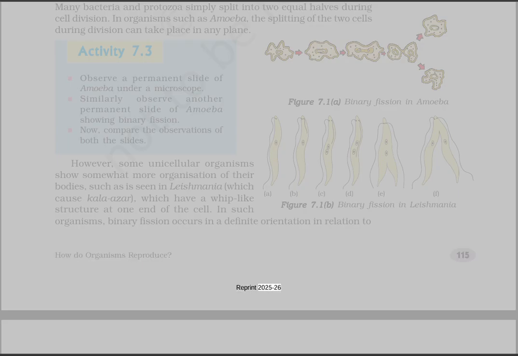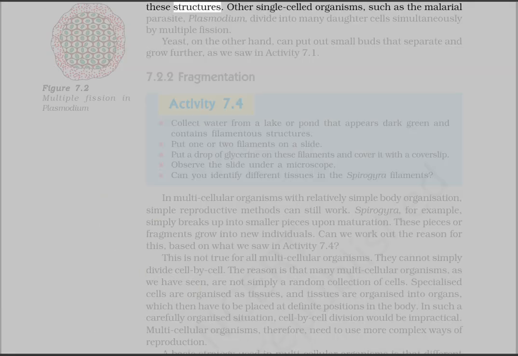Science 116. Other single-celled organisms, such as the malarial parasite, Plasmodium, divide into many daughter cells simultaneously by multiple fission. Yeast, on the other hand, can put out small buds that separate and grow further, as we saw in Activity 7.1. 7.2.2 Fragmentation. Figure 7.2, Multiple fission in Plasmodium.